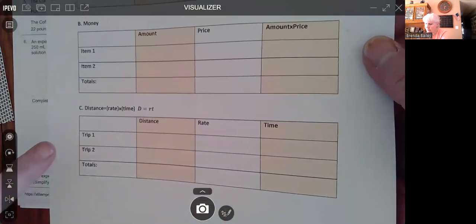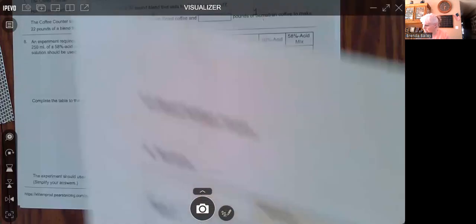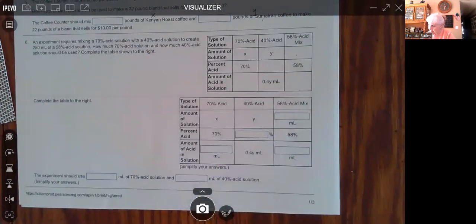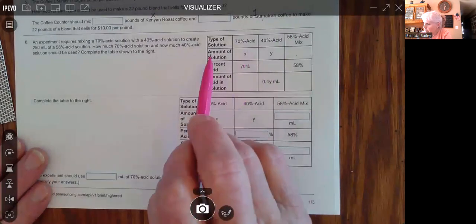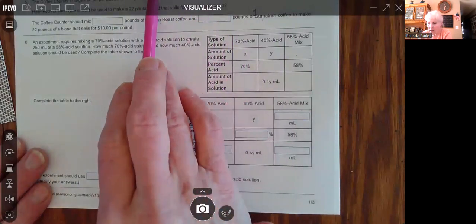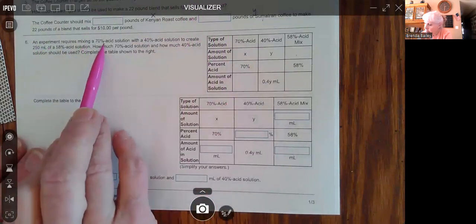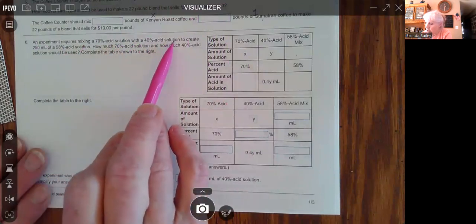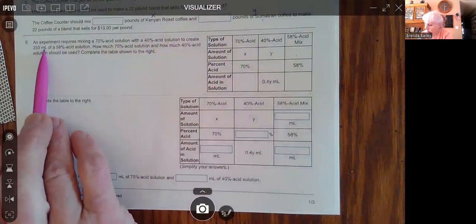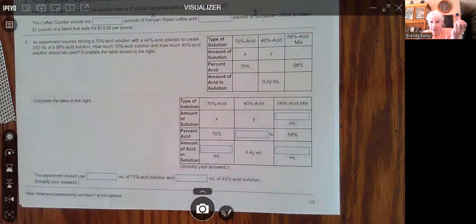And we may do one of them here with this distance one. We may use this one here. Okay. But this is very similar to the one we did with the coffee just now. An experiment requires mixing 70% acid solution with a 40% acid solution to create 250 milliliters of a 58% acid solution. So you're just working on percentages rather than how much per pound the coffee was.